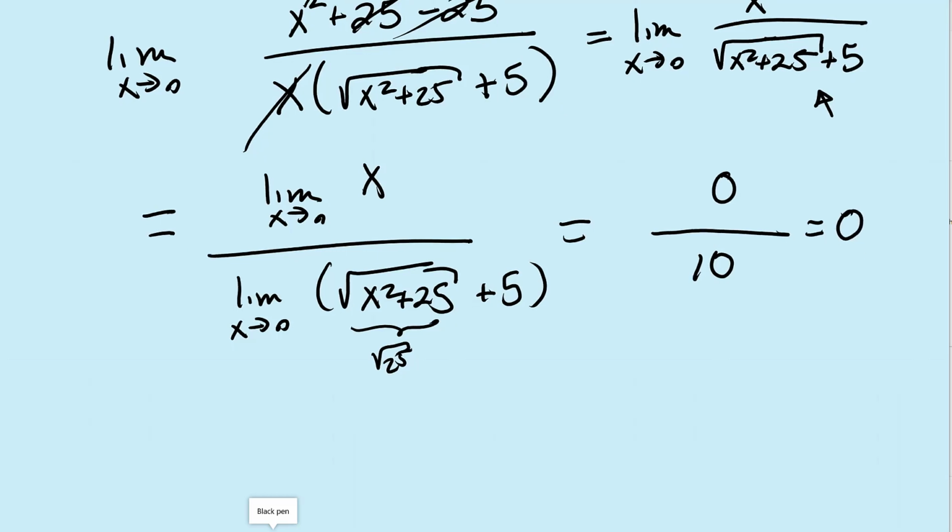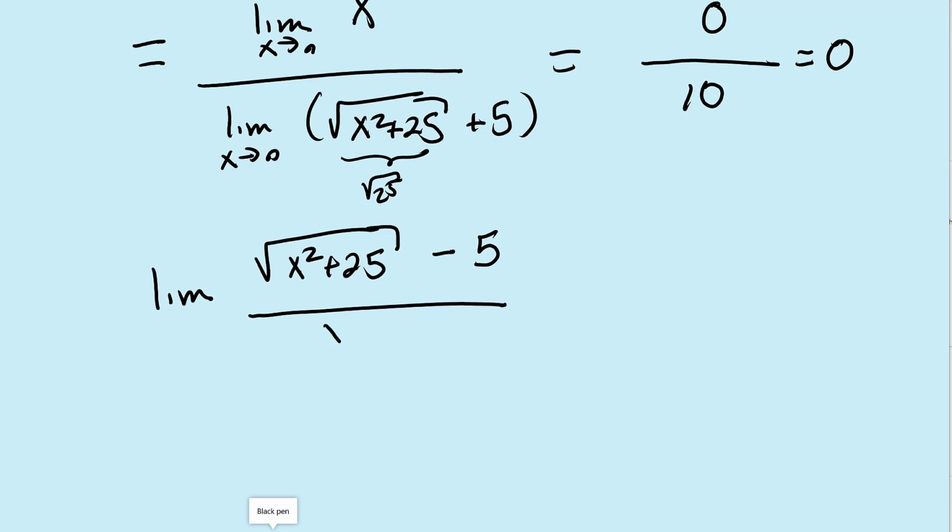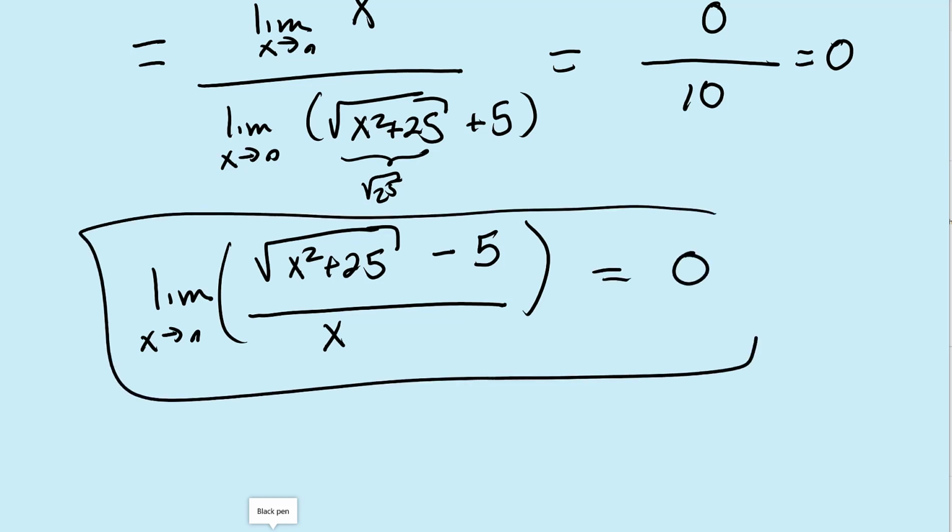So this case is a little bit different. We had a different power, and we can say that the limit of the square root of x squared plus 25 minus 5 divided by x, the limit of all this when x goes to 0, is equal to 0. And that is our final result for this example.